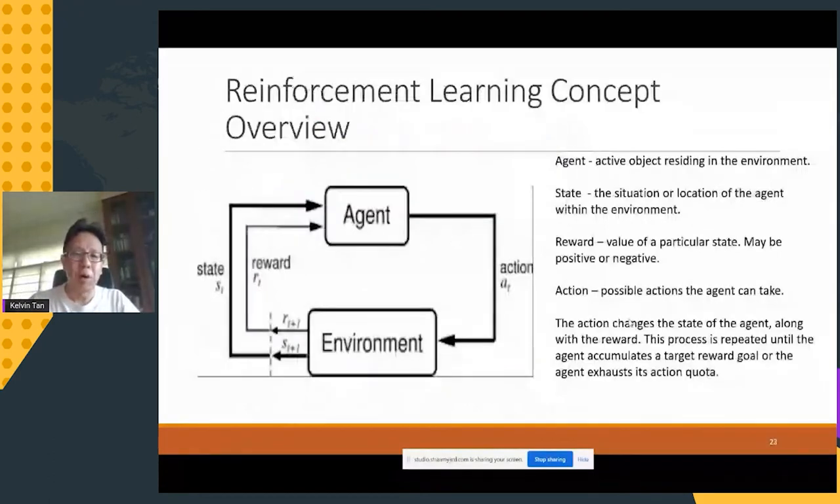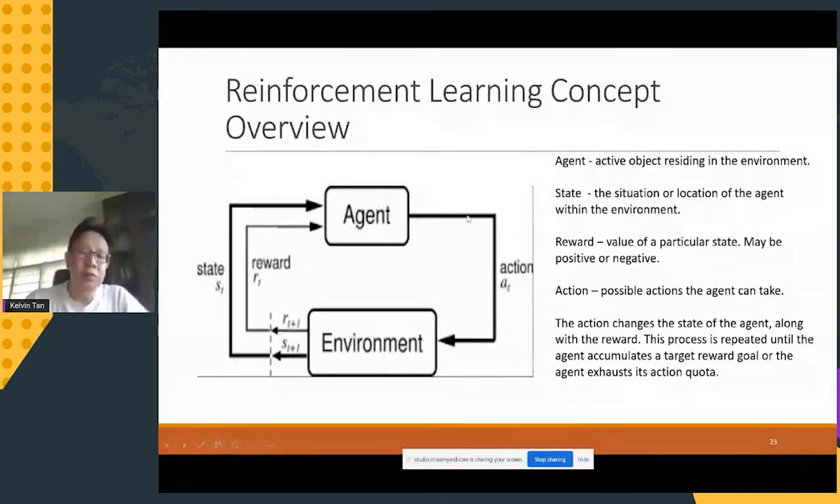So a bit more on the concept of reinforcement learning. This chart here shows the ecosystem for the reinforcement agent in relation to its environment. The agent in this case is the ball that is rolling around. The environment is the space that it is allowed to roll in. In this case, it's the maze.